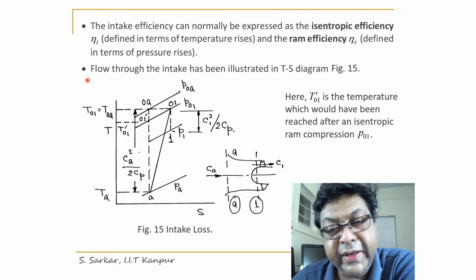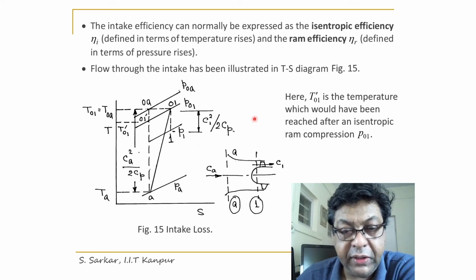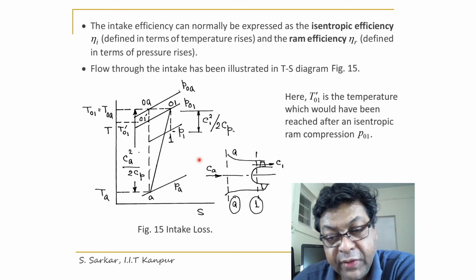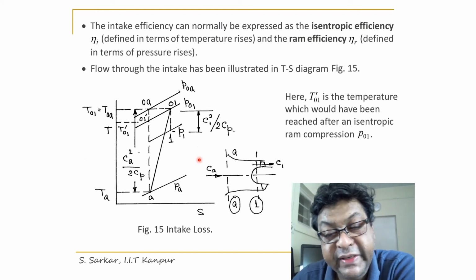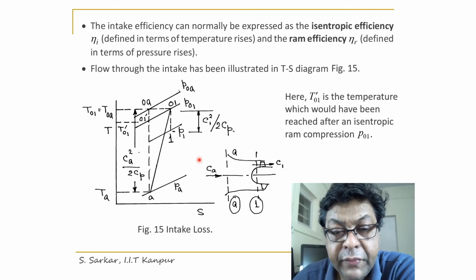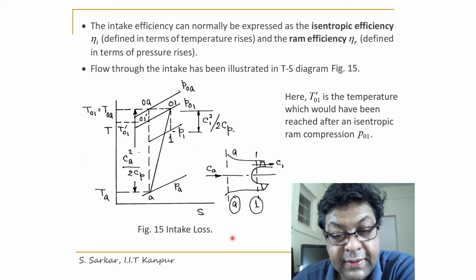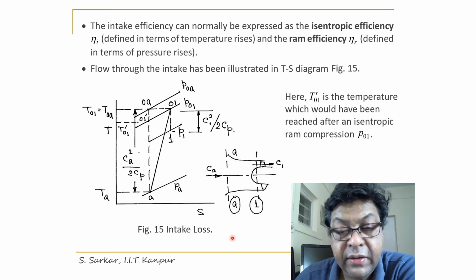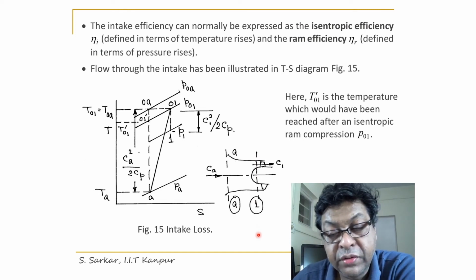Flow through the intake has been illustrated in the TS diagram here by figure 15. Here is figure 15, where I have also indicated the intake where the speed of air is diffused from CA to C1. Section AA represents the entry to the intake, and section 1 is just before the compressor.